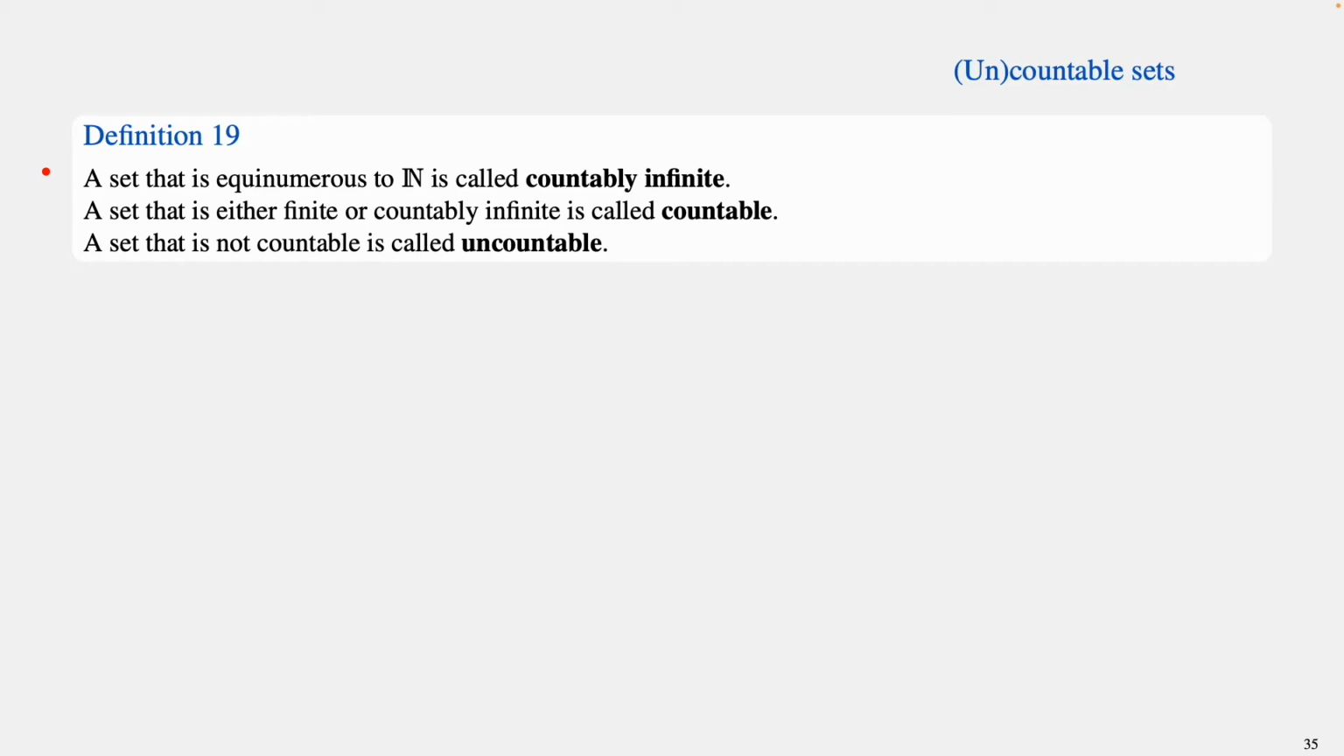Now, we've seen that several sets are equinumerous to N, and any set that satisfies this condition is called countably infinite, because, well, it's infinite because N is infinite, but it's also countable because we can count stuff by using bijections from N. And a set that is either finite or countably infinite is called countable. And now if there are any sets that are not countable, so neither finite nor countably infinite, then we shall call them uncountable.